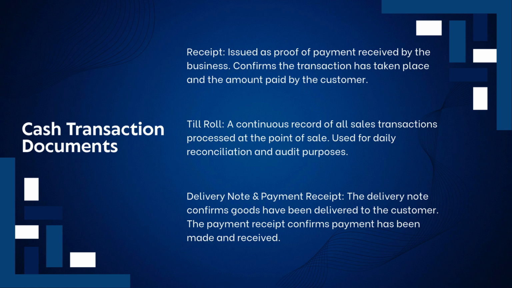Till roll. The till roll is obviously used a lot in supermarkets at the point of sales. Whenever we receive money, we put that in the safe, in the till, in the box. And we are also writing a description in our book or a till roll, a list of this amount for this item, this amount for this item. So a till roll is a continuous record of all sales transactions processed at the point of sales, used for daily reconciliation and audit purposes.